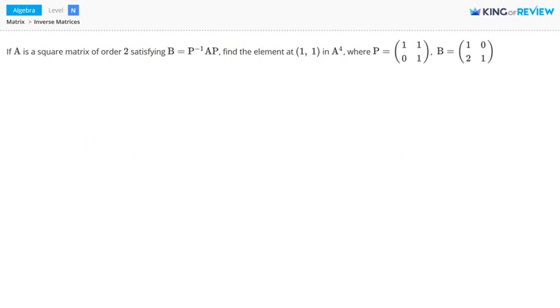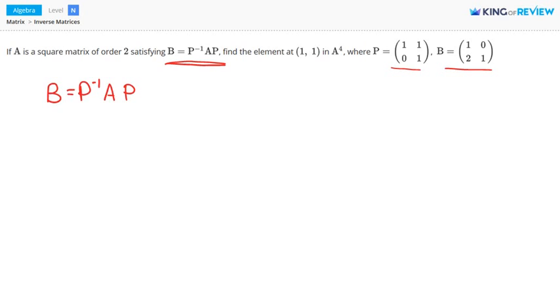If A is a square matrix of order 2 satisfying B equals P inverse times A times P, find the element at 1, 1. This means the entry at row 1, column 1 in matrix A to the 4th power. And we're given what matrix P and B are. So let's start with the given equation. B equals P inverse times A times P.